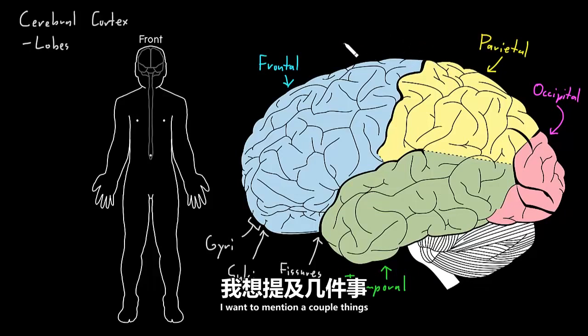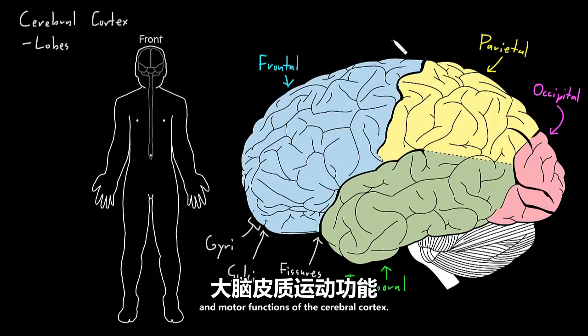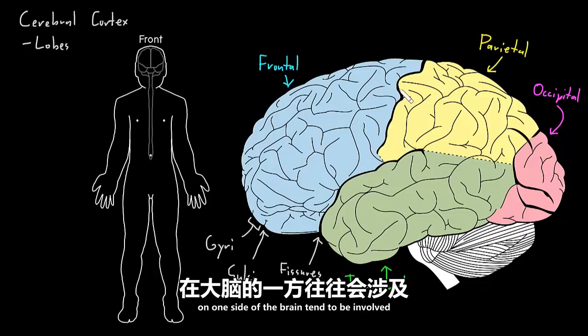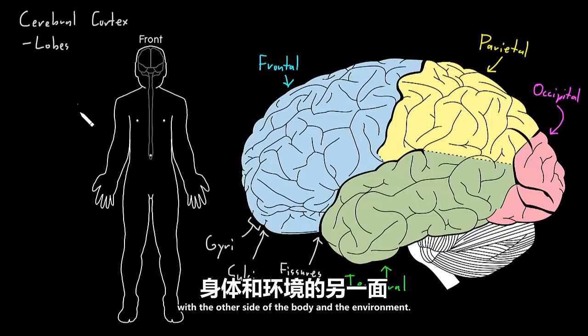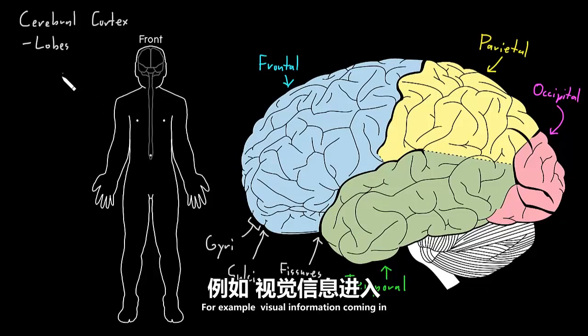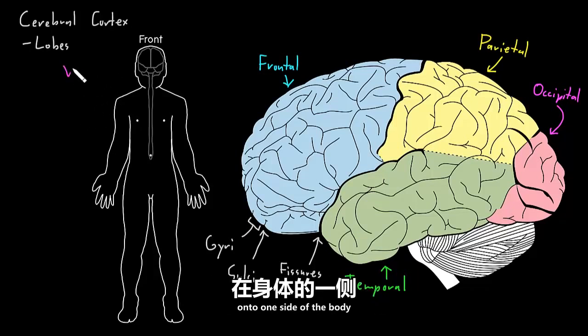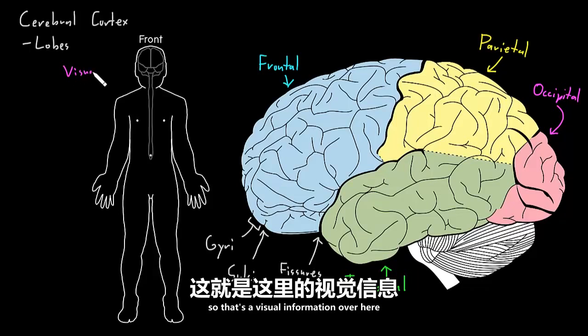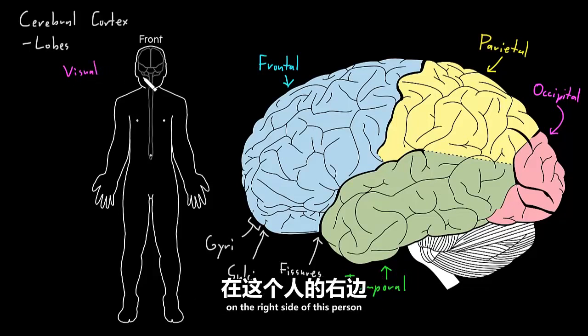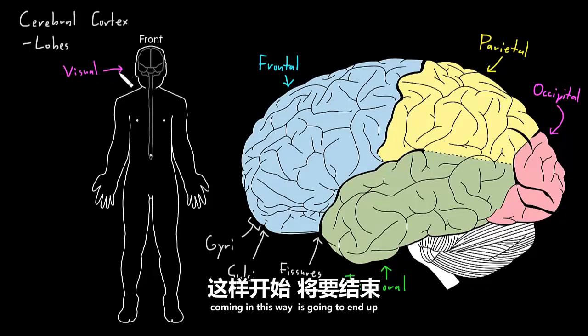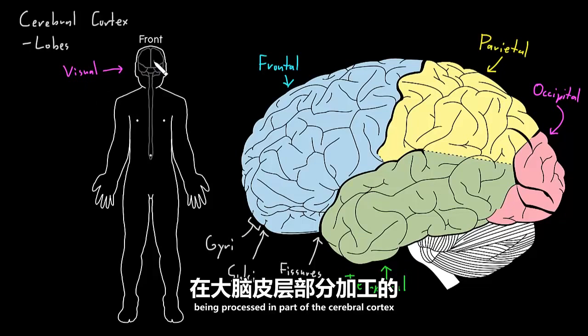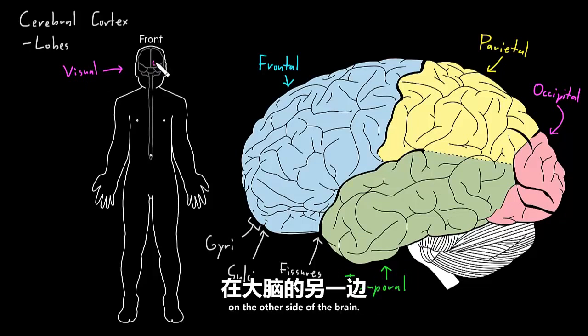I want to mention a couple things about some of the senses and motor functions of the cerebral cortex, and that's that a couple of the senses and the motor functions of the cerebral cortex on one side of the brain tend to be involved with the other side of the body and the environment. For example, visual information coming in onto one side of the body, so let's say visual information over here on the right side of this person coming in this way, is going to end up being processed in part of the cerebral cortex on the other side of the brain.